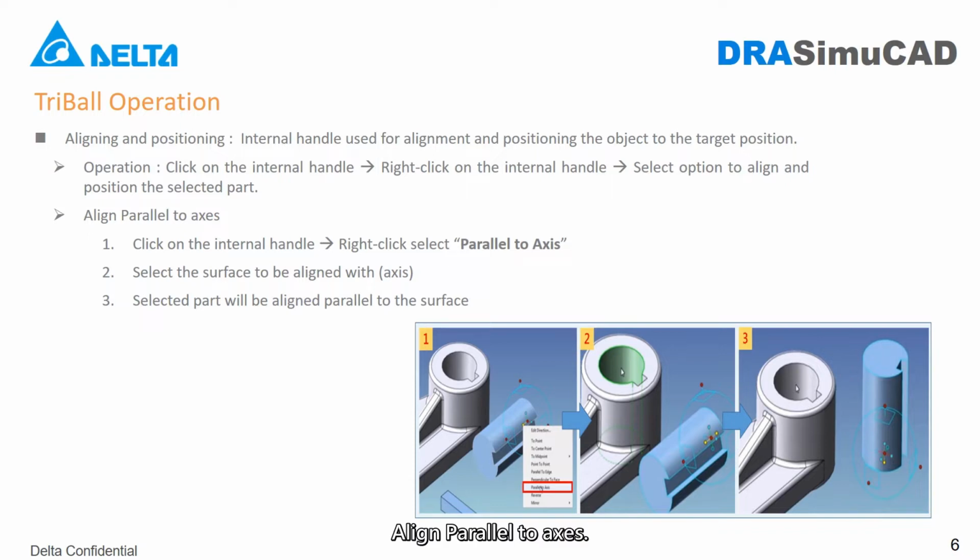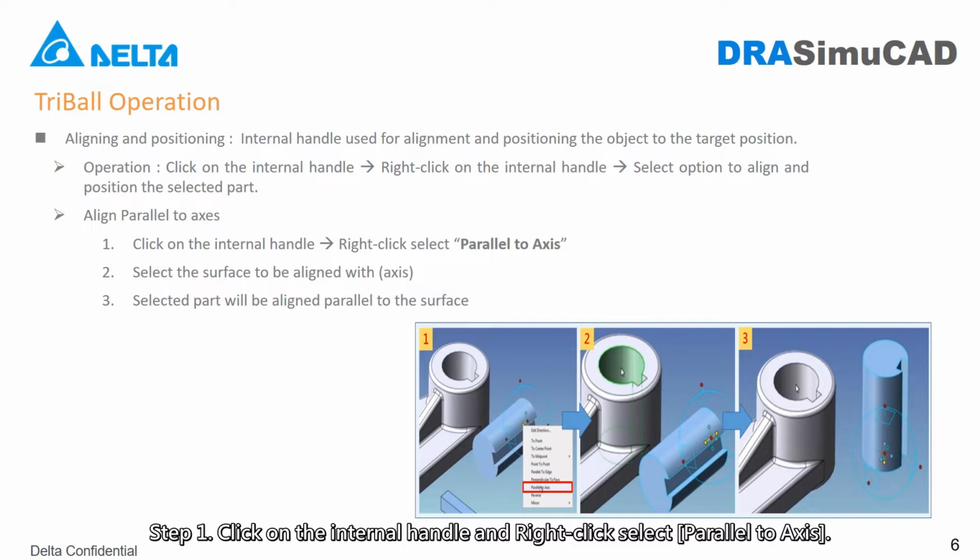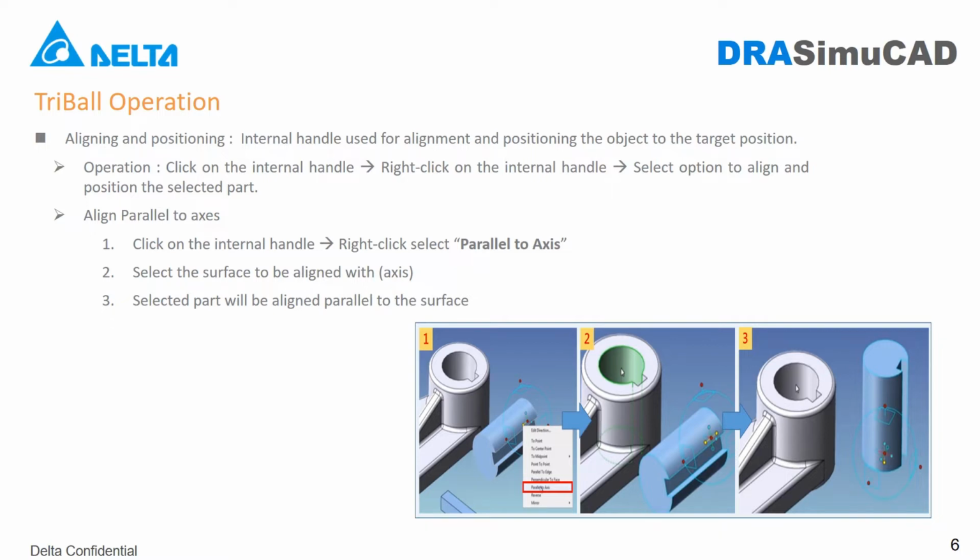Align parallel to axis. Operation steps as follow. Step 1. Click on the internal handle and right-click, select parallel to axis. Step 2. Select the surface to be aligned with the axis. Step 3. The selected part will be aligned parallel to the surface. Demo video as follow.